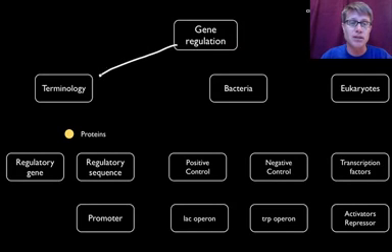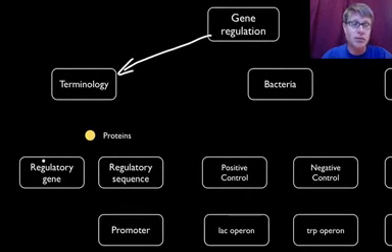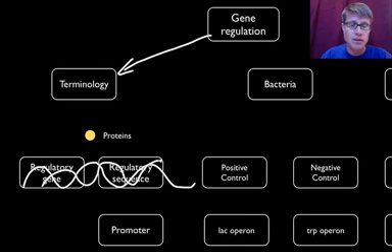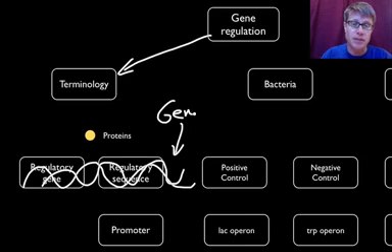Before I do that, I want to get some terminology that I'm going to use a lot out of the way. And so a regulatory gene is going to be a gene on the DNA that regulates another gene somewhere farther down. A regulatory sequence will usually be found just above the gene. And so what do I mean by that? So if DNA looks like this, the gene generally will be down here that we want to express or not.